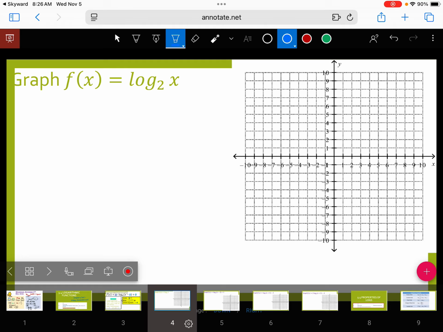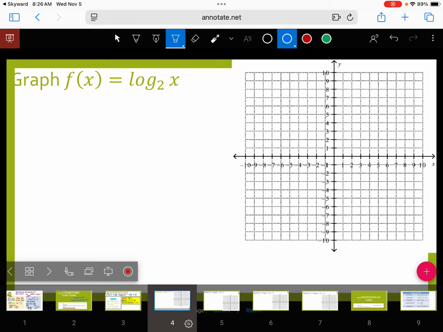Now, if you don't see a base on the log, what does that mean? What's the base? 10, right? So if it's a base 10, we don't put it there. It's kind of like 1x. We don't put a 1 in front of the x. Or x to the power of 1, we don't put a 1. If the base is 10, we don't put it because that's a common log.